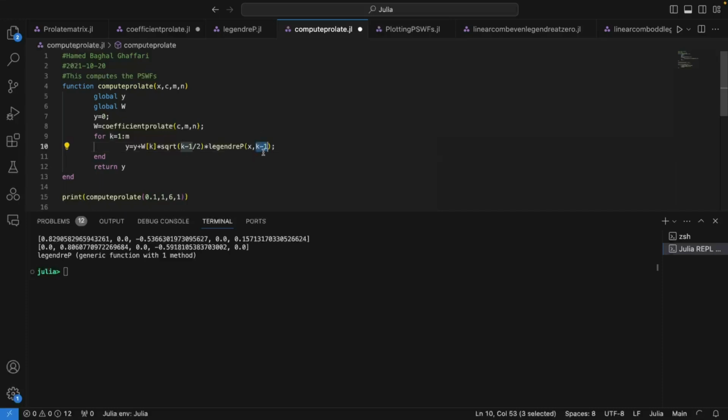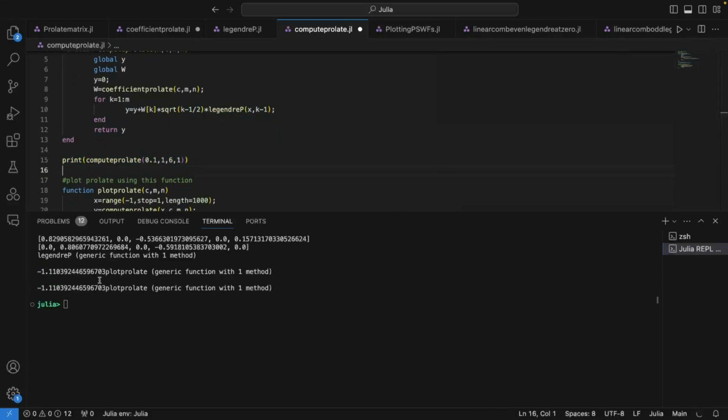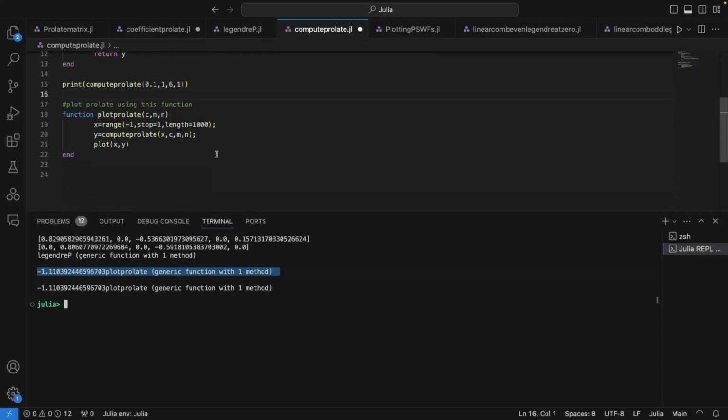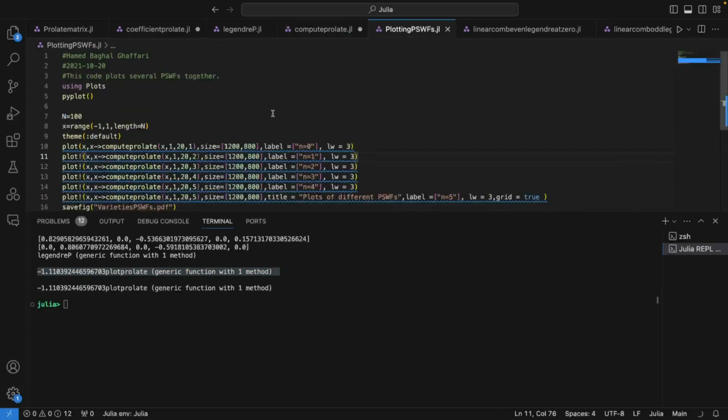If it was like Python, I would write k equals 0 here and leave this one as k. Now, by having this, we will be able to compute the Prolate functions. So the first one, this is the Prolate function. Now we can use the plot, but we will try to use this one later. So we can use the plot functions here.